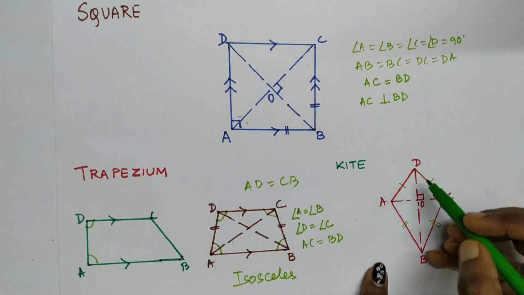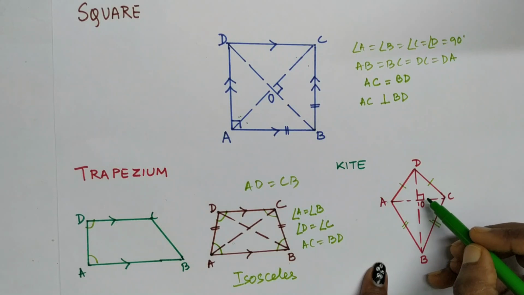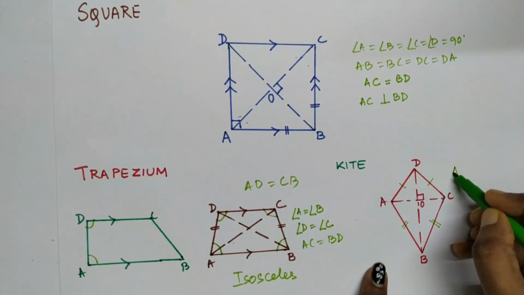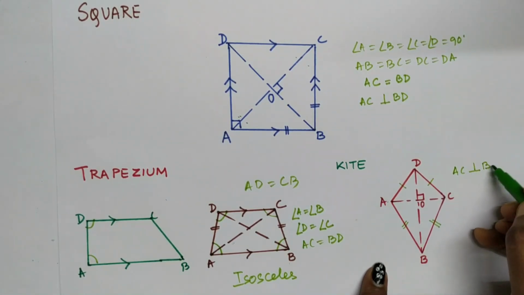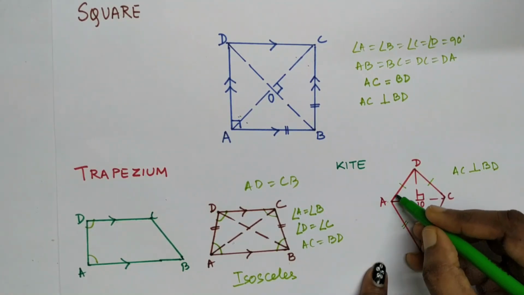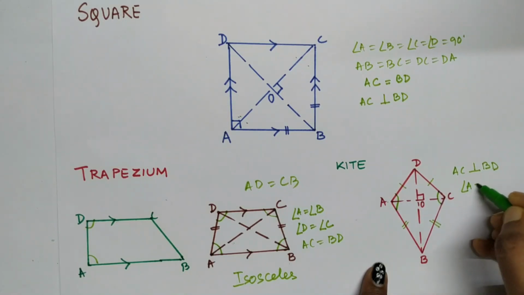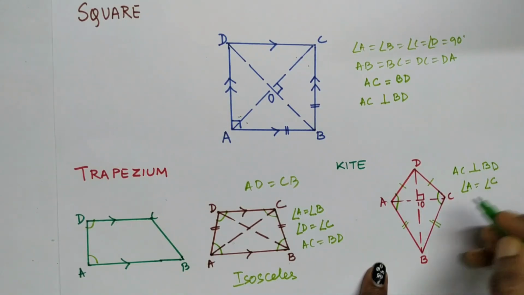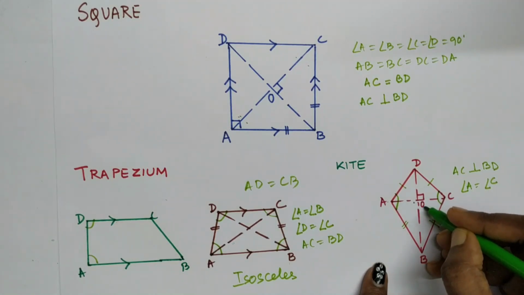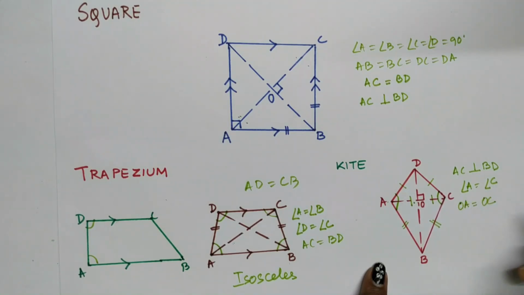The diagonals of a kite intersect at 90 degree. As you can see, I have drawn a 90 degree here. So AC is perpendicular to BD. So they are intersecting at 90 degree. In this, angle A is equal to angle C. If I say that this is O, then OA and OC are the same, equal.